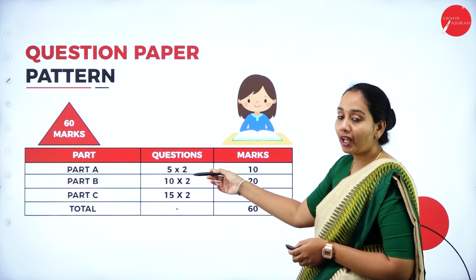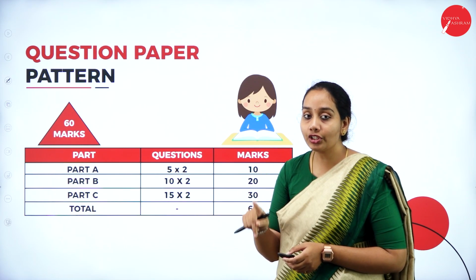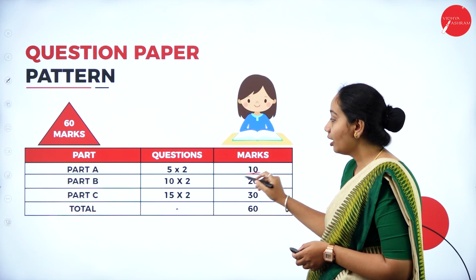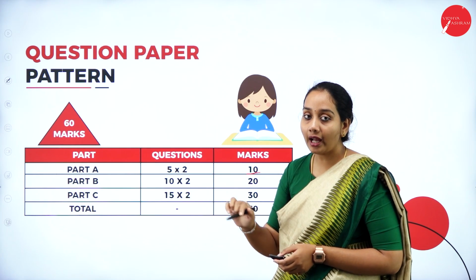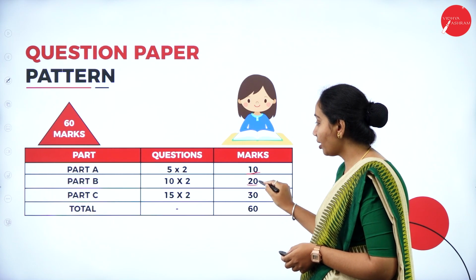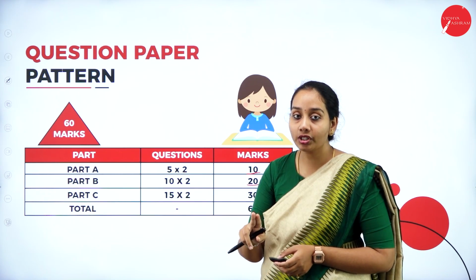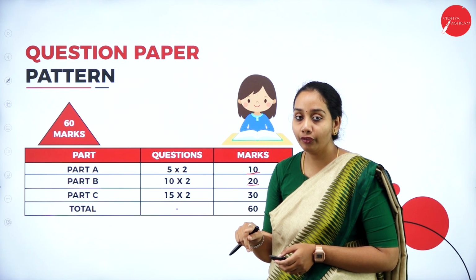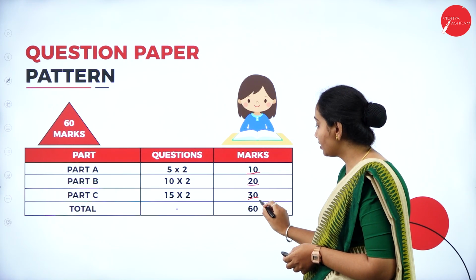So part A will have 5 marks questions and you need to answer 2 questions, and each question carries 10 marks, and part B has 10 marks and you need to answer 2 questions and each question carries 10 marks. So total 20 marks is there. Under part C, you need to answer 2 questions and each question carries 15 marks, and total 30 marks. So total is 60 marks.